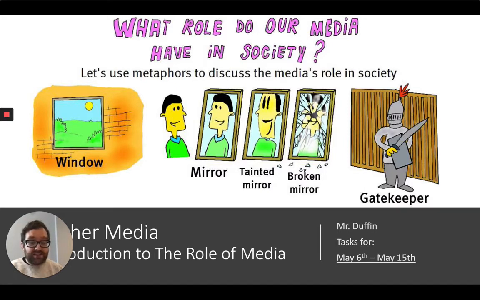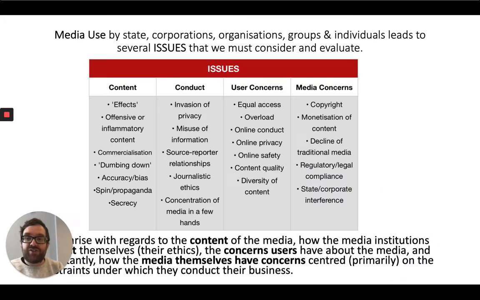Okay, so I'm going to go through these tasks, and then you can, like I said, compare and contrast to what you've written. The first thing that I asked you to do was have a look at this issues grid, which was separated into 4 sections, different concerns people would have from the world of media. So media use, by state, corporations, organisations, groups and individuals: what kind of issues do people have with the content of the media, how the media institutions conduct themselves and how they behave, the user concerns, so what people who use the media are concerned about, and then the media concerns, so the people who work in the media, what are their concerns.